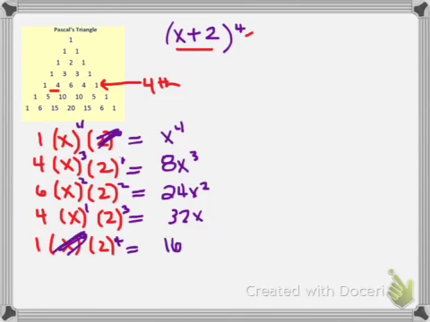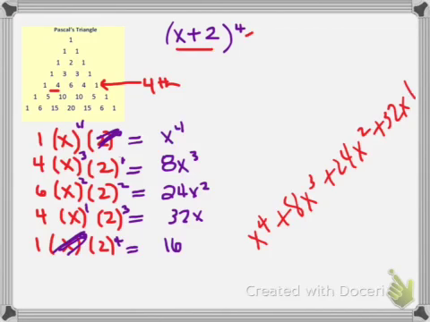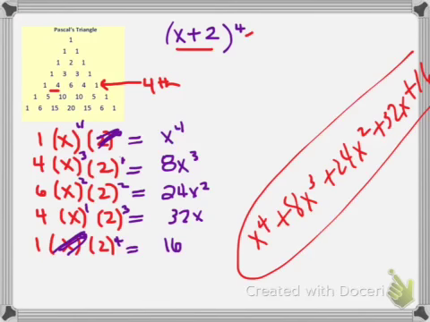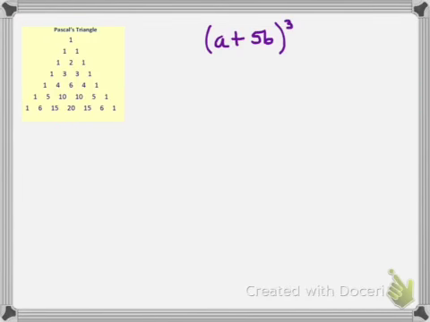So your final answer is, let's see, I'll change colors for you. That multiplies out to x to the fourth plus 8x cubed plus 24x squared plus 32x, plus 16. And that is your final answer. That's actually what x plus 2 to the 4th power is equal to. It multiplies out to all that.